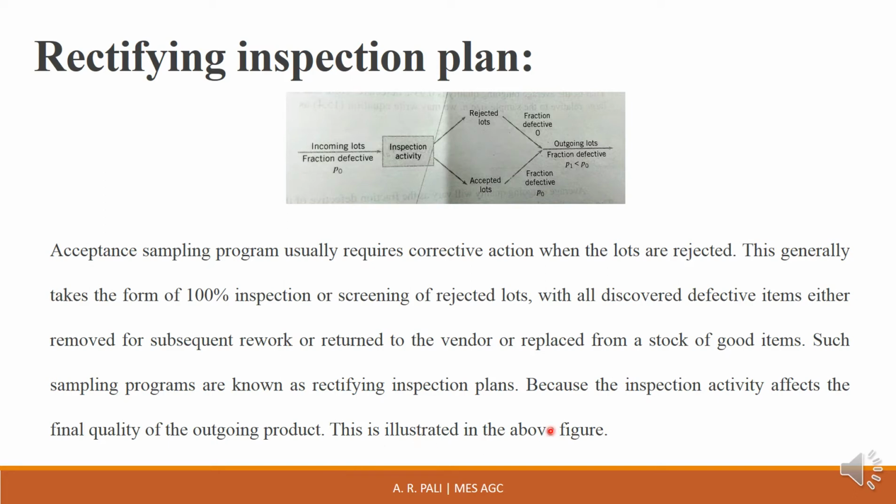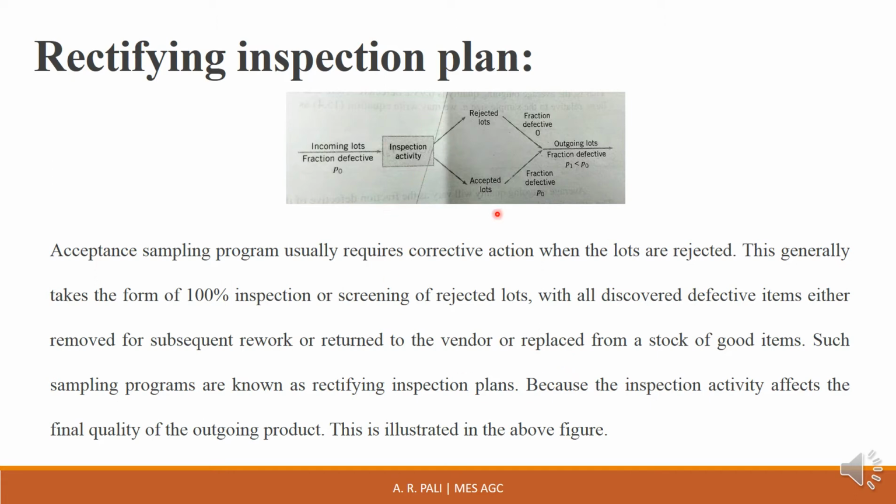Now if you have observed, we are not using the word lot here, we are using lots. Usually it requires corrective action when the lots are rejected, right? Here also, rejected lots. Everywhere we are using lots. Why are we using lots? Till now we have been studying that we are getting a lot, taking a sample and doing the lot disposition. But why lots here? Because we'll be getting many lots, and this rectifying inspection plan we are going to study in terms of different lots.